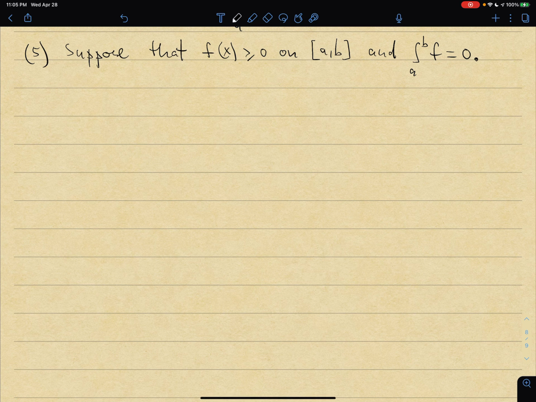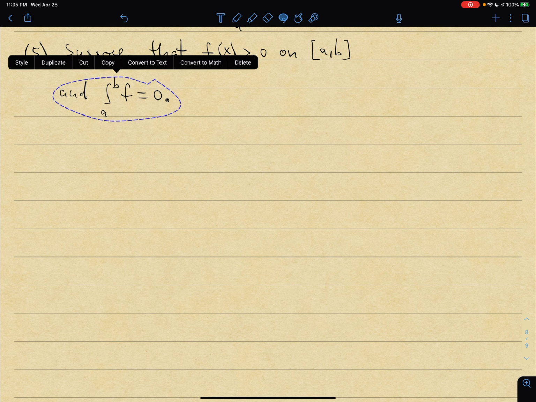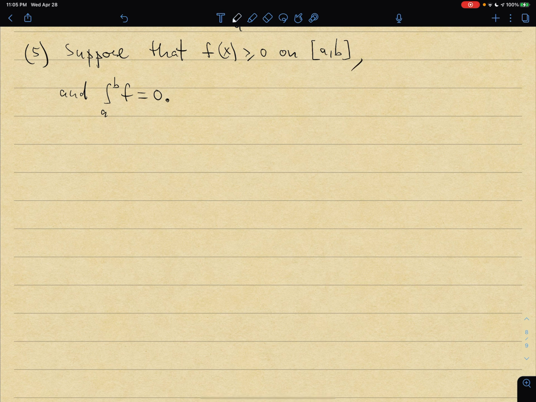So then you have a trivial looking statement. Then it follows that actually, there is one more thing that I want to assume. Let me just move this. I'm also going to assume that f is continuous on AB.